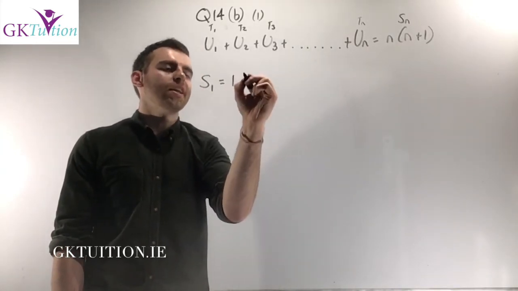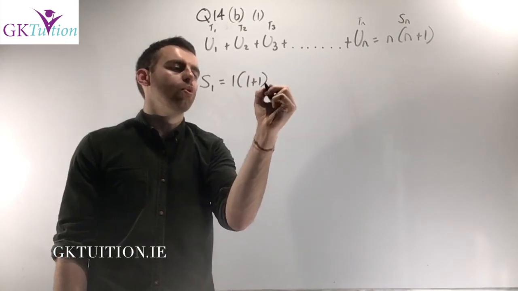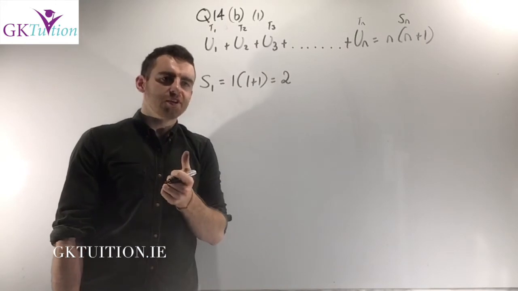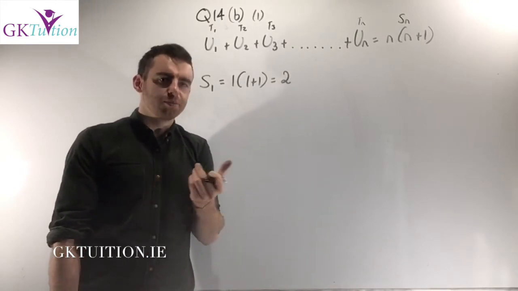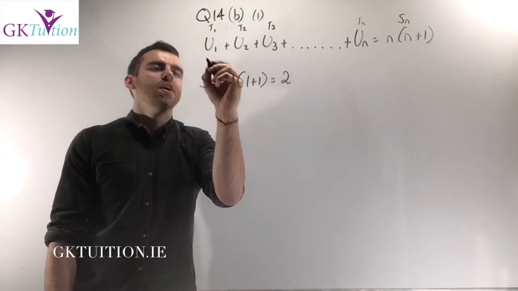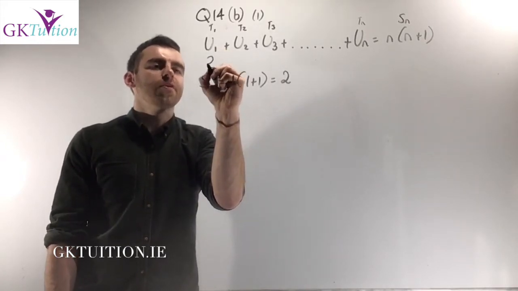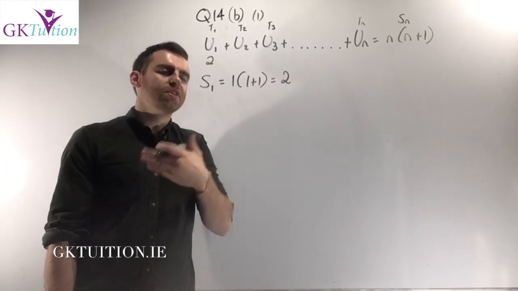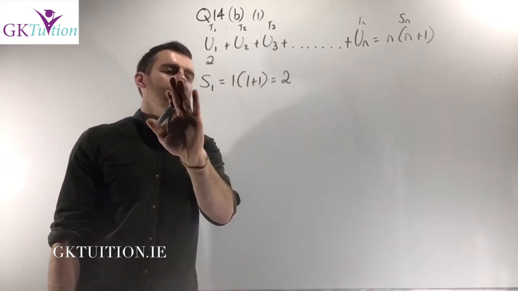So if I just sub that in, I'll get 1 times 1 plus 1, and obviously if you simplify that down, you're going to get 2. The first term, S1, adds up to 2. Obviously that just means that the first term is actually a 2. So I can say that U1, the first term in this scenario, must be 2.